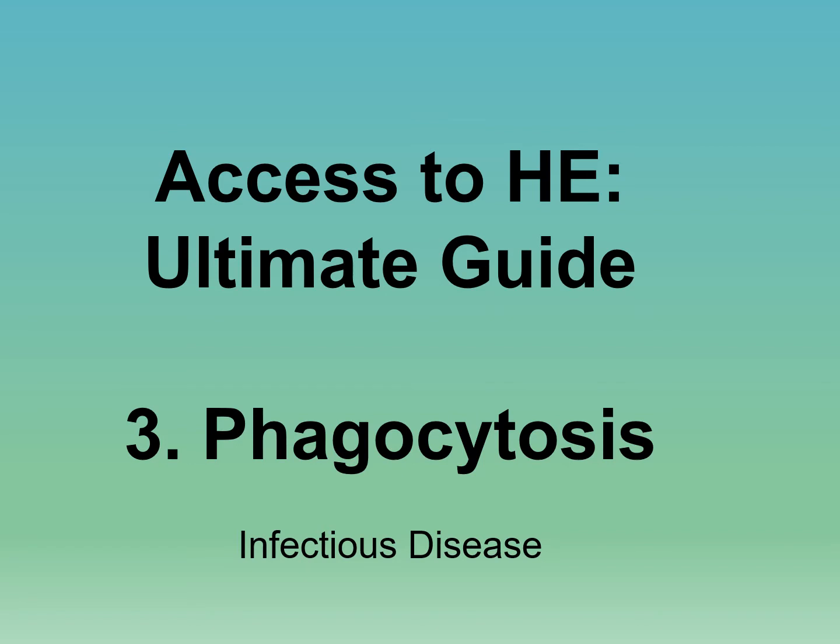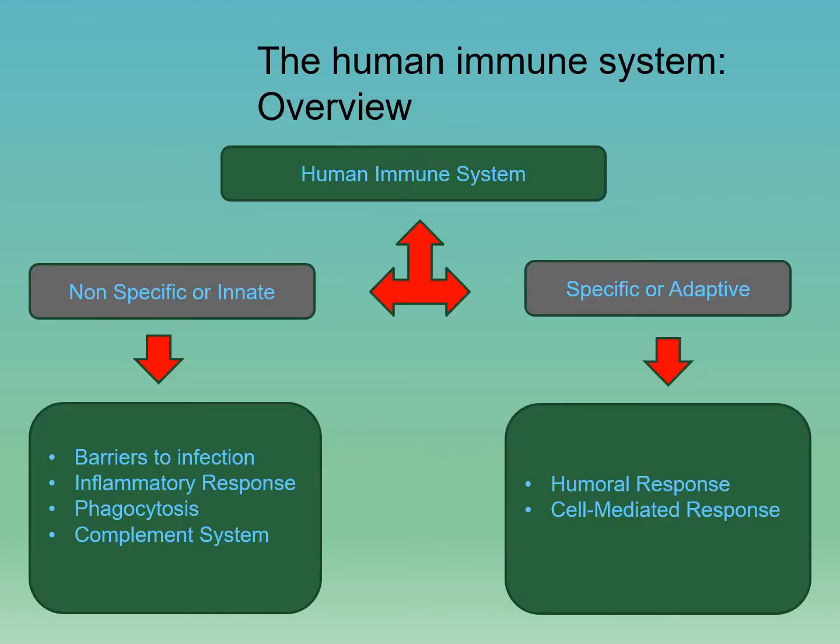Today we are talking about infectious disease and specifically phagocytosis. Let's just remind ourselves about the structure of the immune system. It's split into two main categories, the non-specific system and the specific system, alternatively called the innate or adaptive.